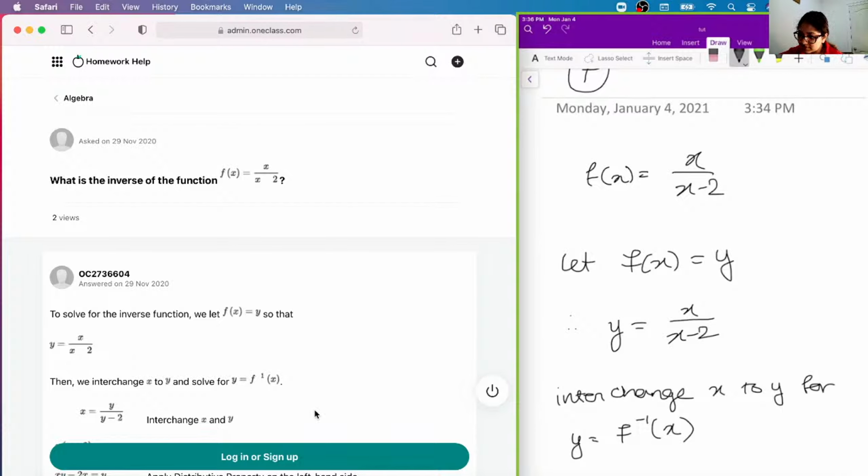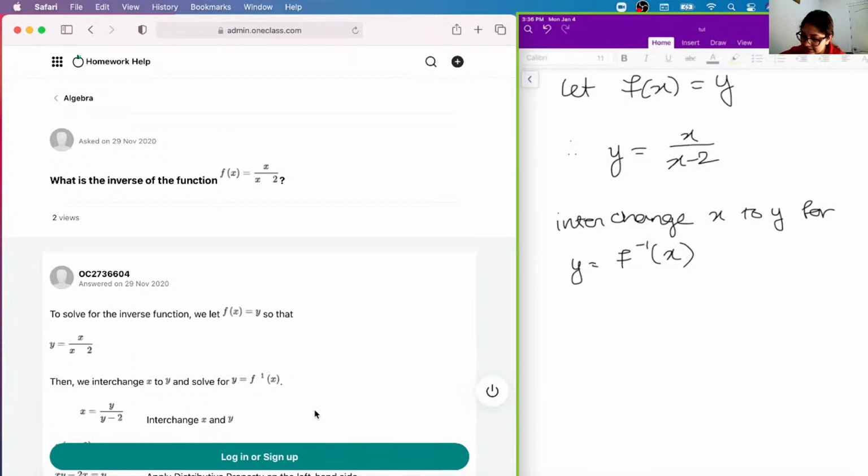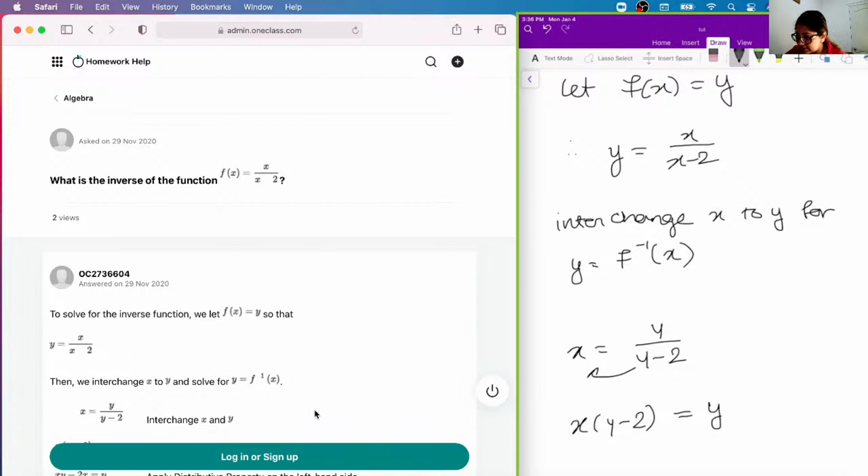Okay. Since we're letting y equal x over x minus 2, in this case we're going to let x equal y over y minus 2. And then we're going to cross multiply so that we have y by itself. So you have x times y minus 2 is equal to y, right? And then you just expand this, so you have xy minus 2x equal to y.